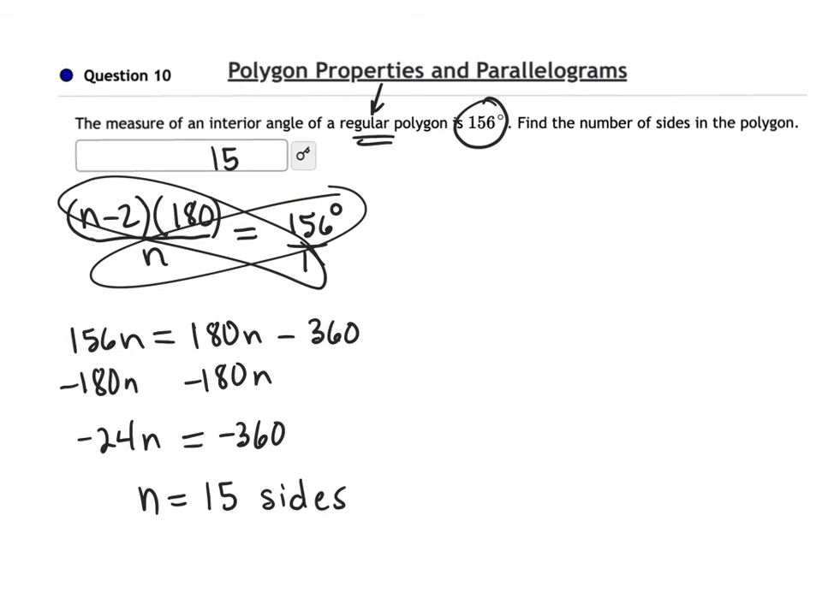15 is our answer. The other way we could have done this, which is slightly easier, but you have to understand, is that here's my quadrilateral, and this is the interior angle, 156 degrees. I know that if I extend a side, I get an exterior angle. And I know that these two angles add to 180 degrees. If I take 180 and subtract 156, I get 24. So this is a 24-degree exterior angle.